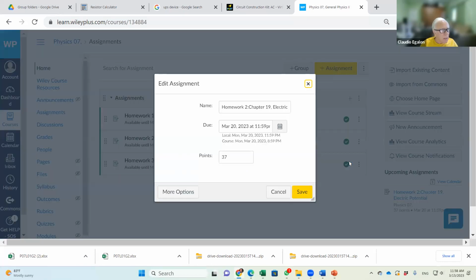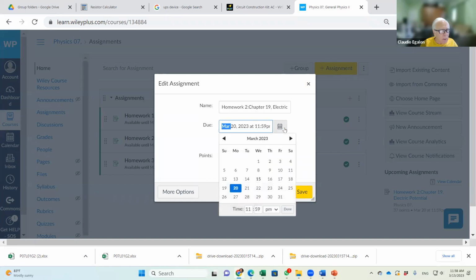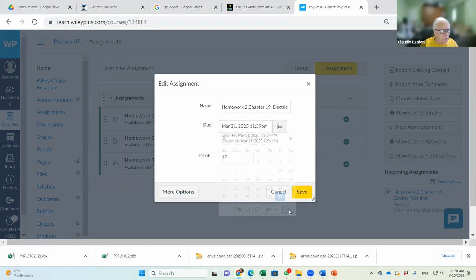Edit. Okay, let's put April, right? April 10. Well, I'll give a little bit more, right? April 10. You know what? Let's put March, the same date as the other one. March, what did I put? Just put 31st. Due date cannot be after lock date. What's the lock date?